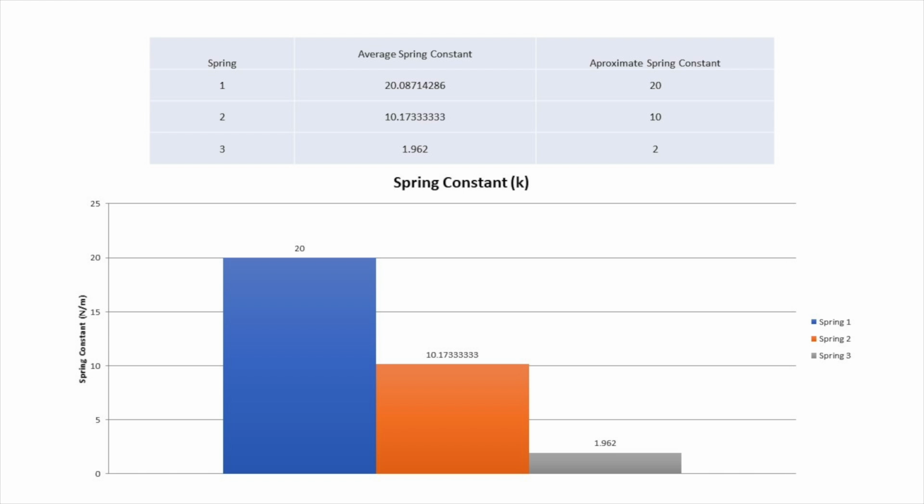This data here shows the differences between spring 1, spring 2, and spring 3 and their average spring constant. As you can see, spring 1 had a spring constant of 20, spring 2 had a spring constant of 10, and spring 3 had a spring constant of about 2. The lower the spring constant, the higher the displacement when weight is added to the spring.